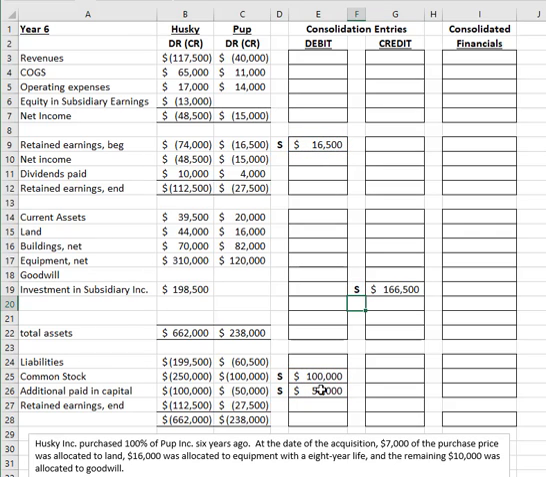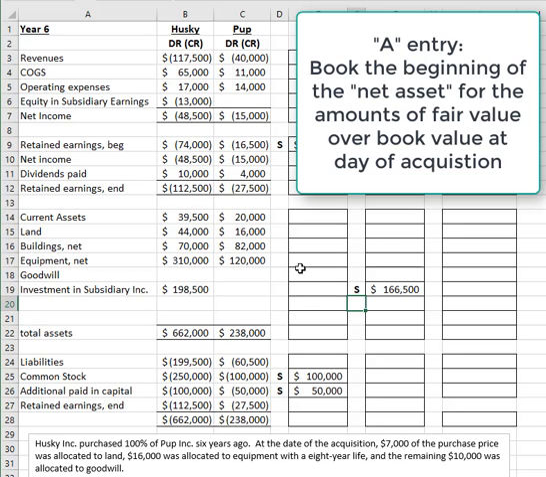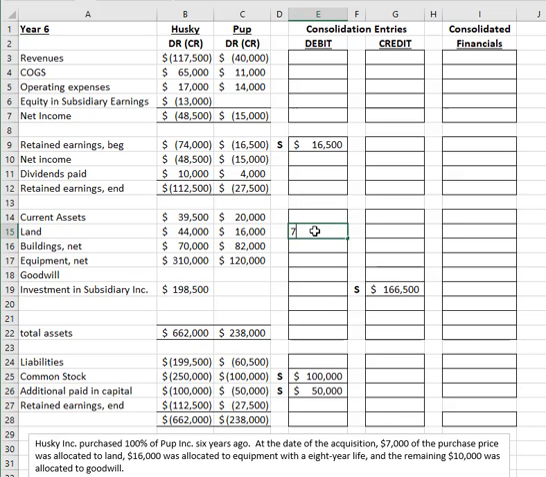There we go. Now let's book the beginning of the year book value of the fair value over book of the other assets, the assets that had a difference between fair value and book value. So they tell us here that $7,000 of the purchase price went to land. Well, that is not amortized or depreciated, so it's put on at its full value because in year 1 and 2 and 3 and 4 and 5 it wasn't amortized or depreciated.